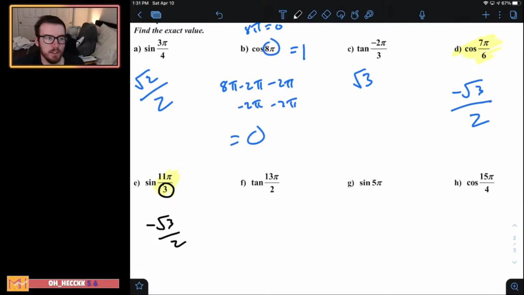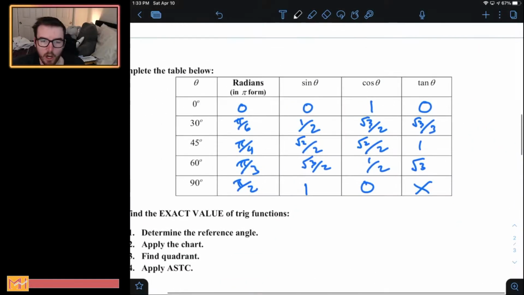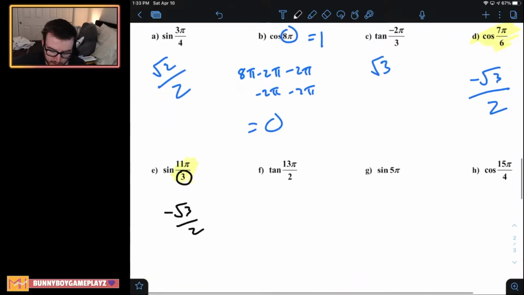13 pi over 2. Okay, so 13 halves. You could just count it out. If that makes life easier, then fine. I know that might seem a little tedious, but 1 half, 2 halves, 3 halves, 4 halves, 5 halves, 6 halves, 7 halves, 8 halves, 9 halves, 10 halves, 11 halves, 12 halves, 13 halves. So this angle went round and round and round, but we finally landed at the same spot as pi over 2, or 90 degrees. And what is tangent of 90 degrees? That's on our table here. It says undefined. That's why I wrote the little x.